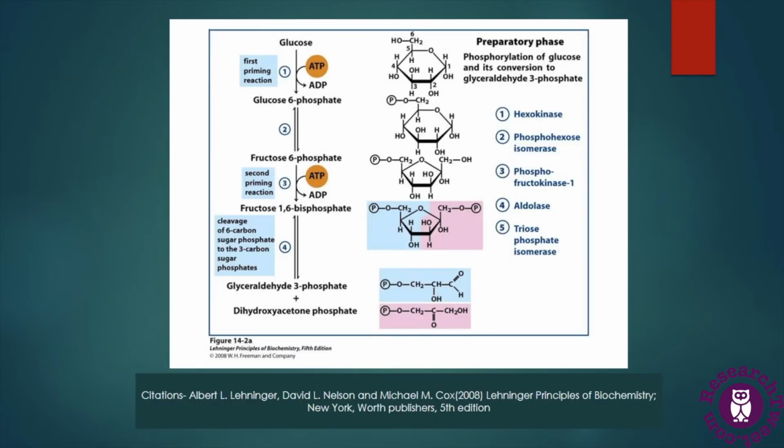Now this is the diagram where we can see the first phase, or the preparatory phase, of glycolysis, where the glucose molecule converts into glyceraldehyde 3-phosphate and dihydroxyacetone phosphate. It is a 4-step reaction where glucose is first converted into glucose 6-phosphate with the help of the enzyme hexokinase, and further it is converted into glyceraldehyde 3-phosphate and dihydroxyacetone phosphate.